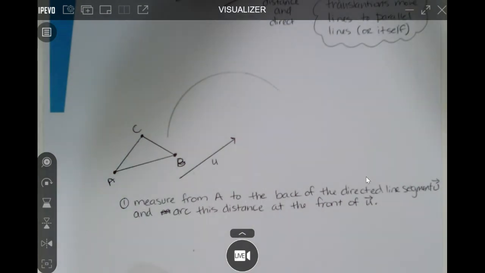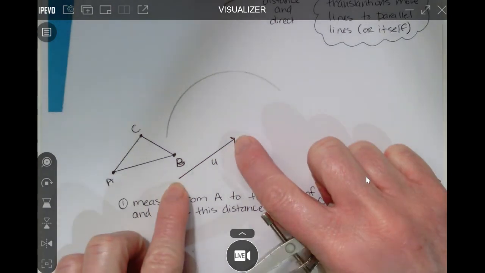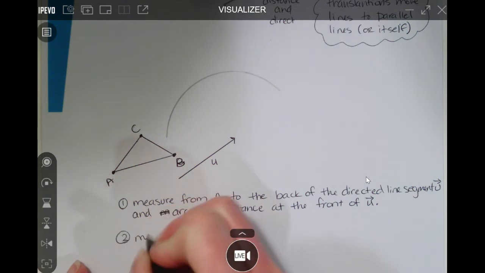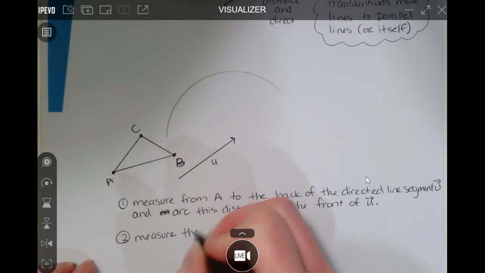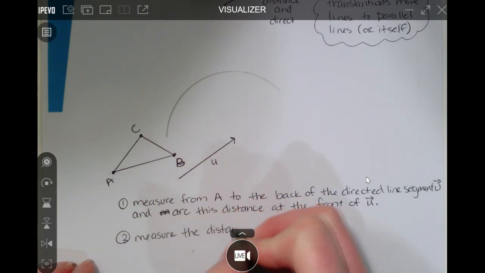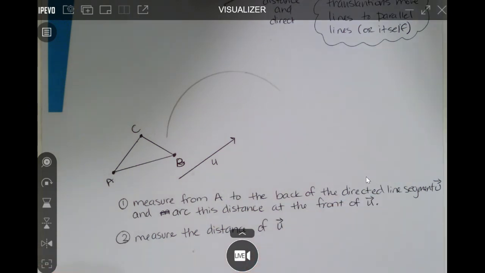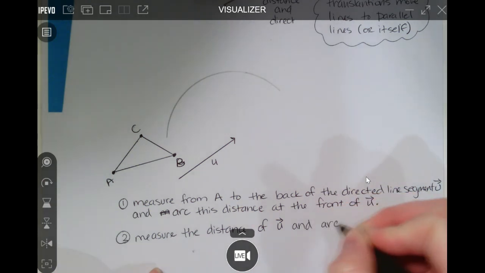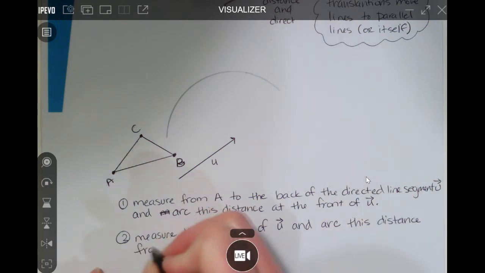Now I need the distance. Well, this is the distance of U. I'm going to measure that distance. So I am going to measure the distance of my directed line segment U and arc this distance from point A.